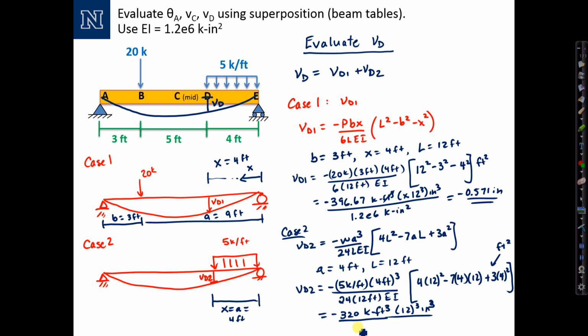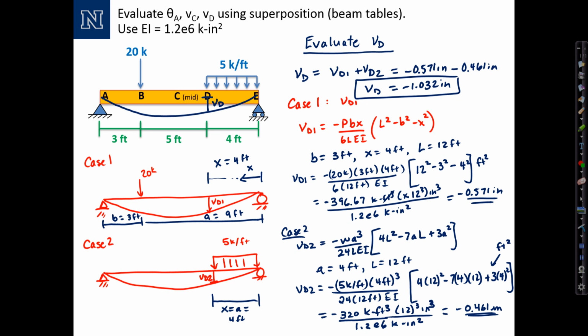Cubed there. Divide by EI, 1.2 E6 kip inches squared. And I get a number of negative 0.461 inches for VD2. So to summarize, putting it all together, the total deflection is going to be VD1, negative 0.571 inches, plus VD2, negative 0.461 inches, which computes to VD of negative 1.032 inches.